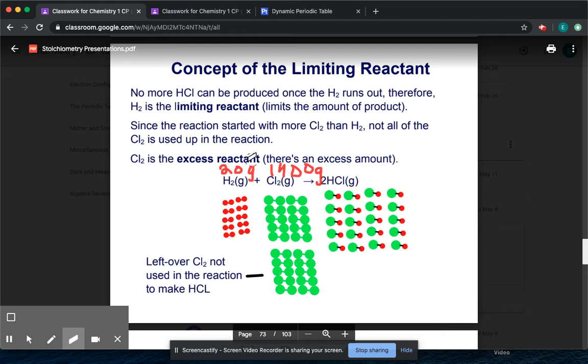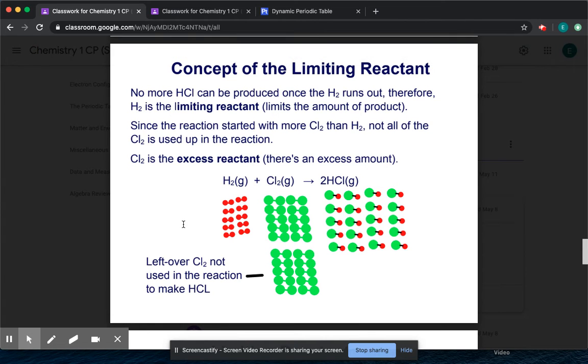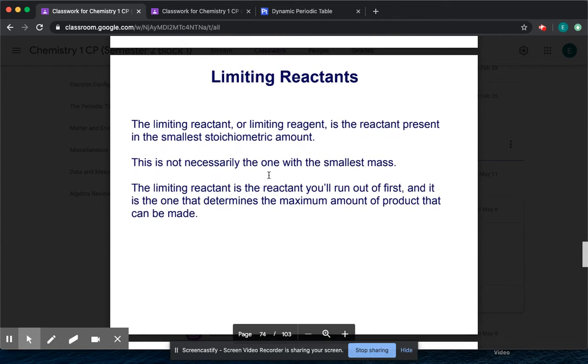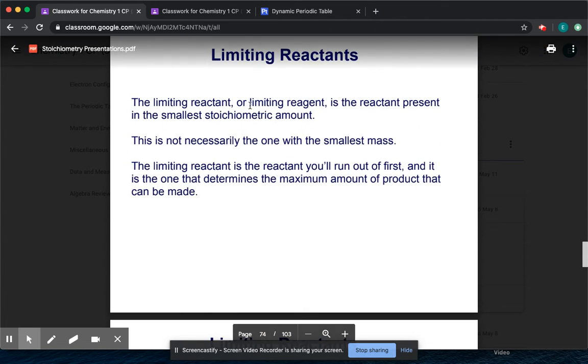So you need to be careful when looking at mass if you're trying to use that to determine which one is limiting. You can't. It's difficult to do because not every atomic mass or molar mass is going to be the same. So when you're looking at limiting reactants, you need to look at moles. Okay, you need to look at the moles.